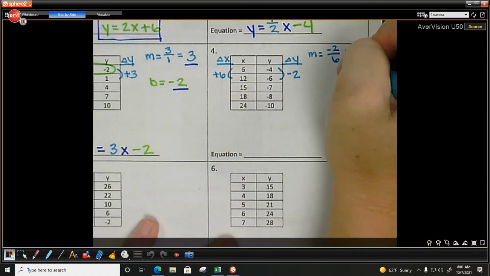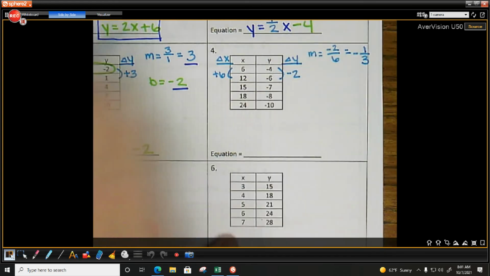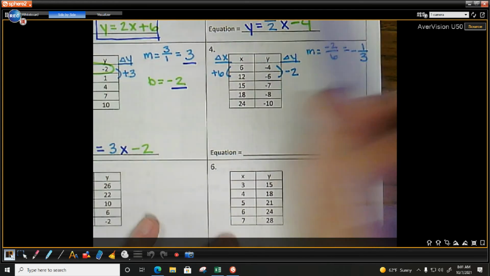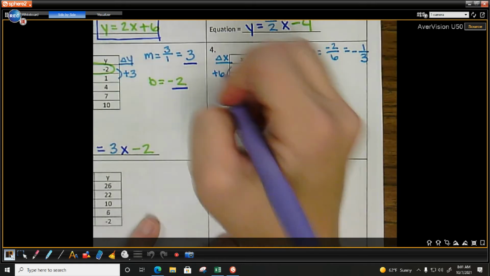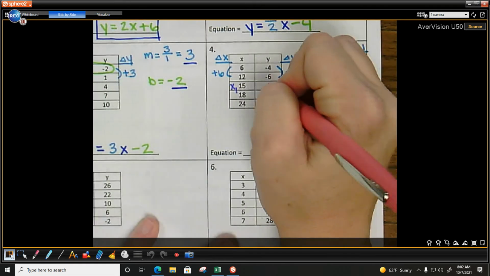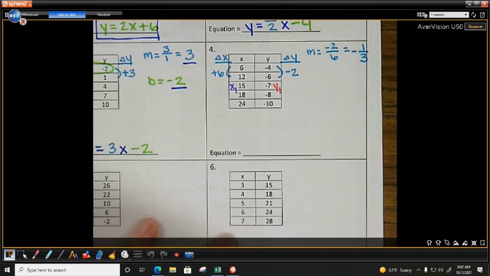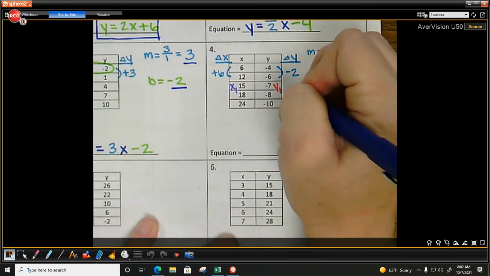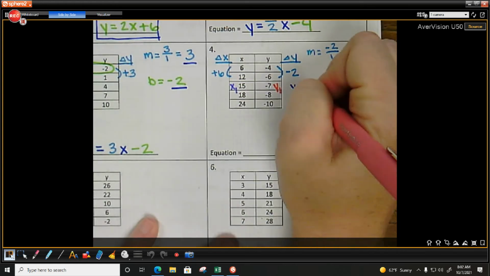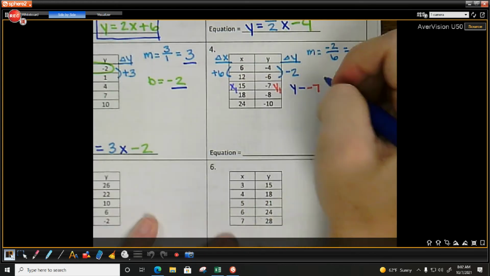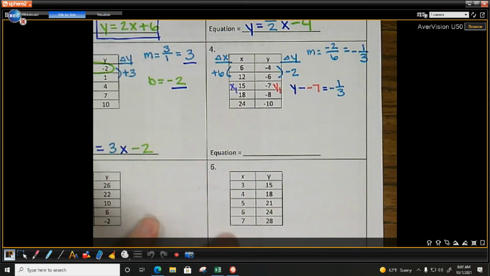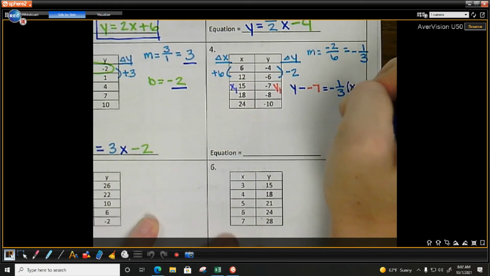-1/3. Do I have the b this time, guys? Wah, wah. We're going to have to do point slope form then. I'm going to choose 15, negative 7. So x1, y1. And then let's use our formula. Y minus y1. What's y1? Equals m. What's m? Times x minus, what's x1?